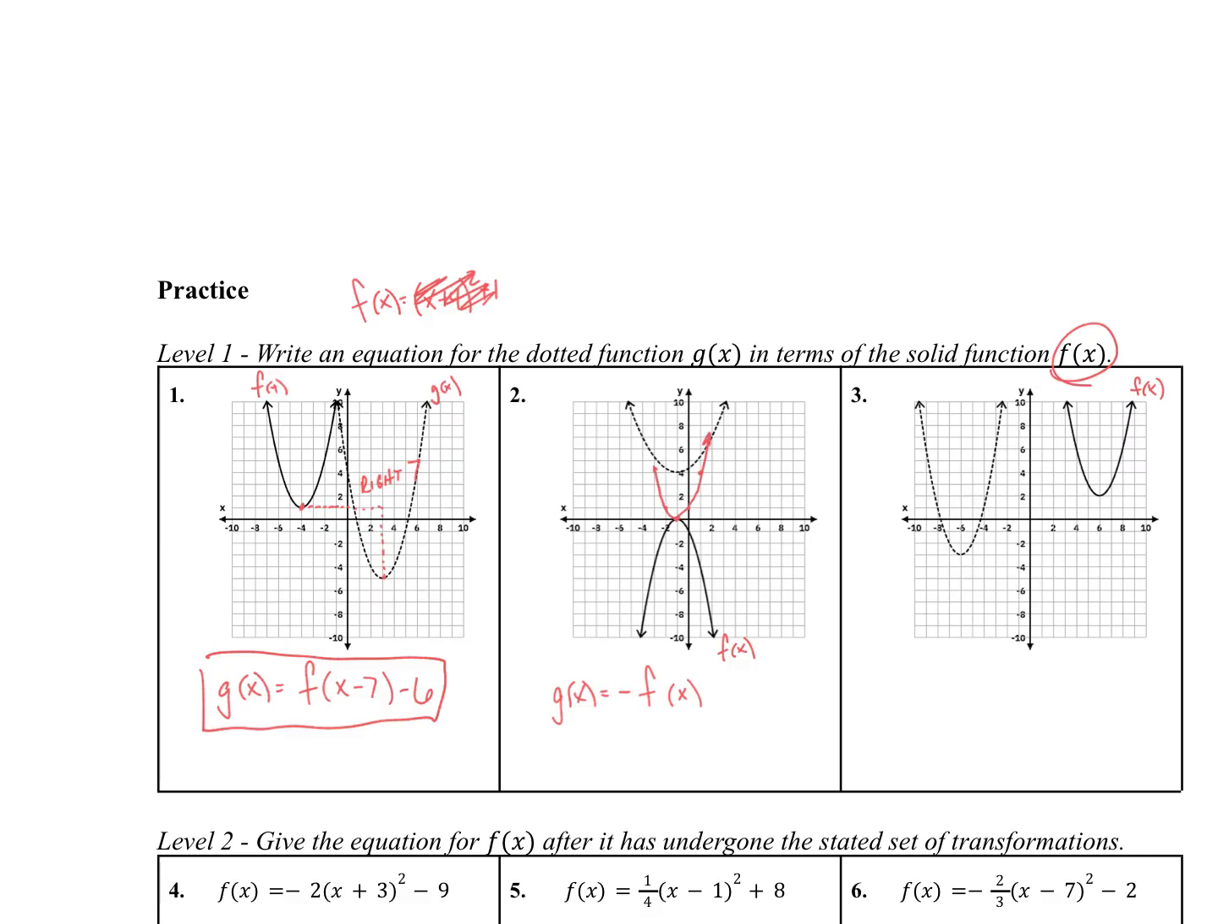Right? So I obviously need to shift it up by 4. But if I shift it up by 4, it's not going to quite line up because f of x is much more narrow than g of x. So the question becomes, how much more narrow is it? And that's going to affect our a value.